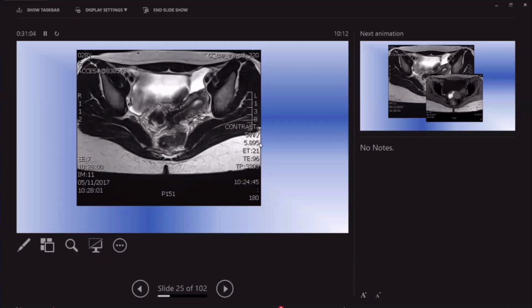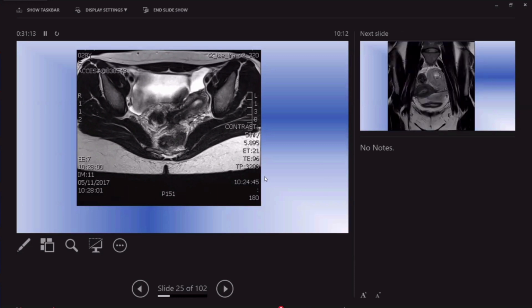This is just another case, guys. So I'll give you just some time to look at it. This image and the image after are for the same patient.